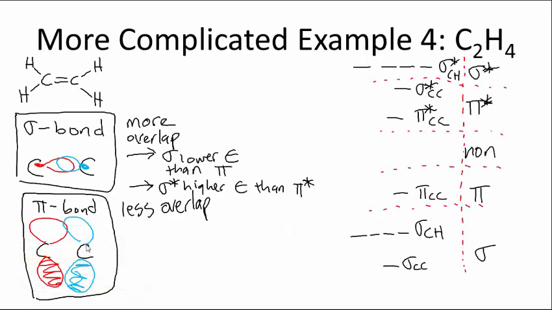I would go and I would fill in my electrons. Now in my diagram I have 2, 4, 6, 8, 10, 12 valence electrons. So in my MO diagram I should have 12 valence electrons. All my bonding orbitals are filled up. All my antibonding orbitals are empty. Question?